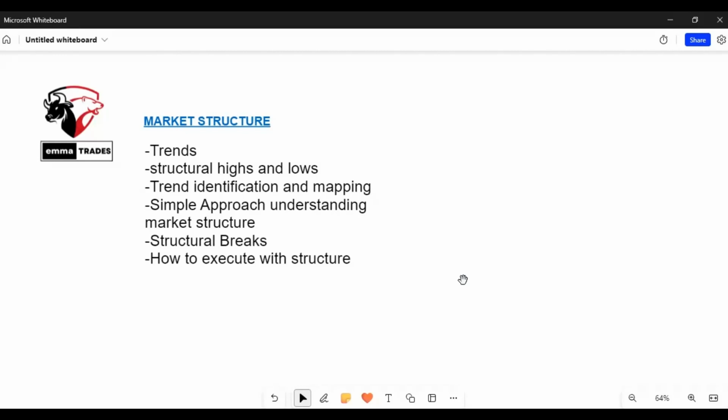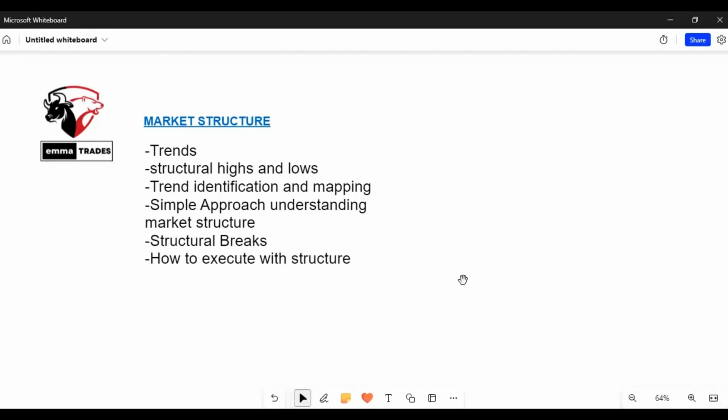So in this video, I have a simple outline on what you're going to be focusing on. I'm going to be very basic with this. We're going to start with the trends, the types of trends and all that. Then we shall see the structure highs and lows and what I consider as a high and low, both on the mapping and on the candlestick charts. We shall see that as well.